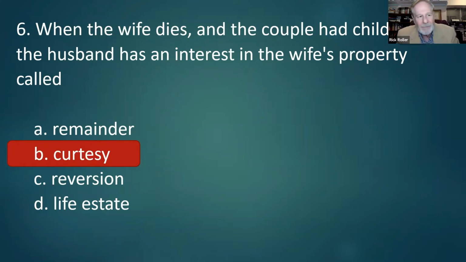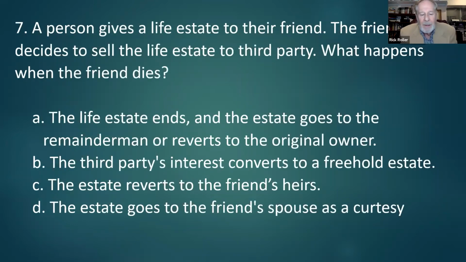Now let's look at number 7. Now we have a person that gives a life estate to their friend. Okay. The friend decides to sell the life estate to a third party. What happens when the friend dies? Well, it depends on whose life the life estate was set up on.